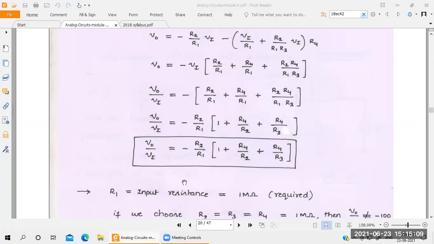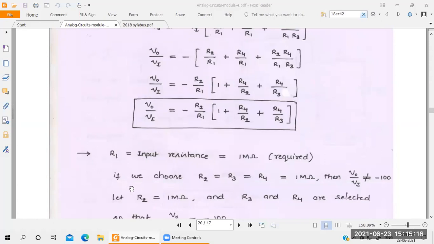Understood? So what is the given resistance value in the problem here? 1 mega ohm. Input resistance, how much here? 1 mega ohm. If you choose R2, R3, R4 as 1 mega ohm here, then V0 by Vi is equal to minus 100. Substitute in the gain equation. How much do you get? Gain minus 100. We know R1, R2, R3, R4 here. So after substituting 1 mega ohm for all the resistances, we get minus 100.